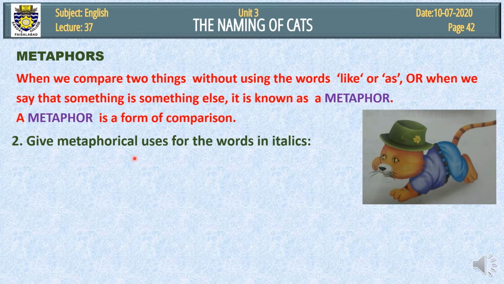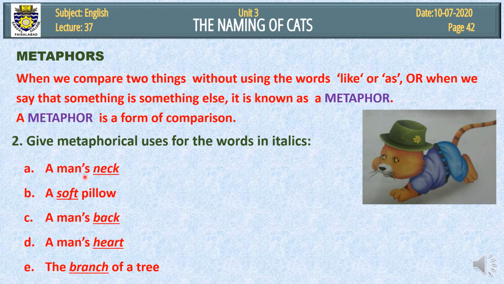Give metaphorical uses for the words in italics. Here are certain words in italics. We are to use them in their metaphorical meaning. Metaphorical meaning means इस्तियाराती meaning, जो उसका असल meaning ना हो, जो उसका book meaning ना हो. Neck तो man की होती है ना. अब neck को इस्तियाराती तौर पे हम कैसे यूज़ कर सकते हैं, वो हम देखते हैं. A man's neck, neck को हम यूज़ करेंगे.